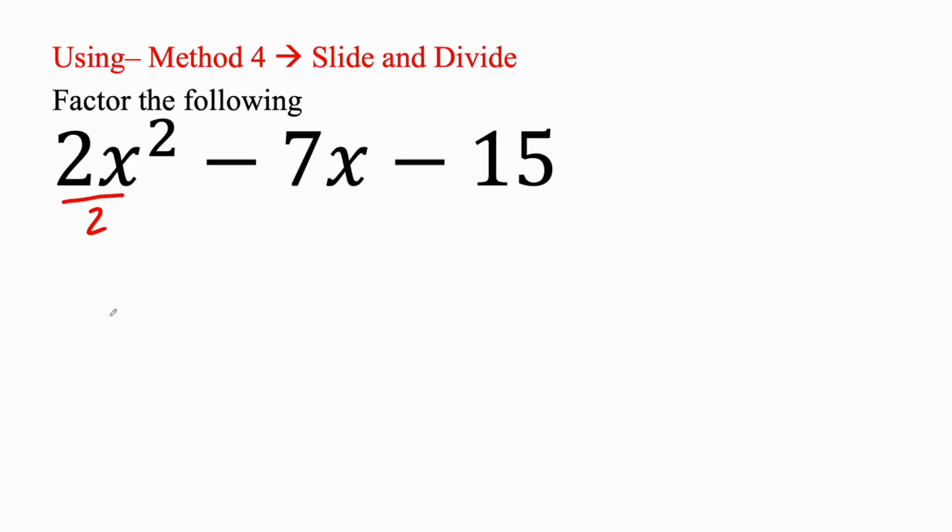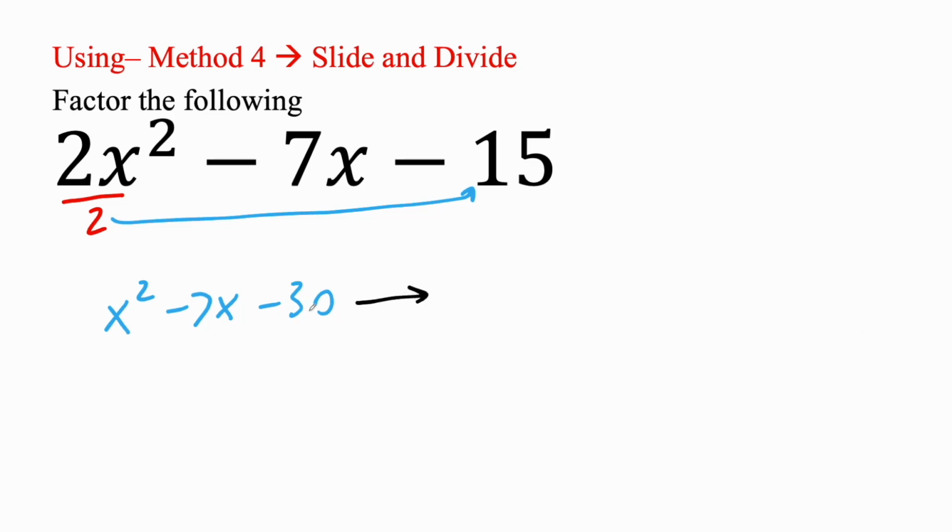So now this piece becomes an x squared. We'll still keep negative 7x, but what we do next is called slide and divide. We're going to slide this piece over here. Now what we're going to do is take negative 15 and multiply it by 2 and get negative 30. Obviously this and this is not equal. It's not legal in math. So we have to do a couple more things.